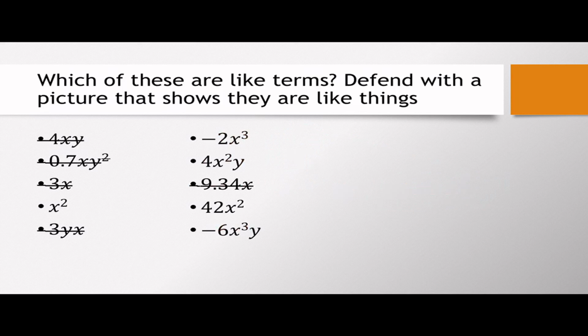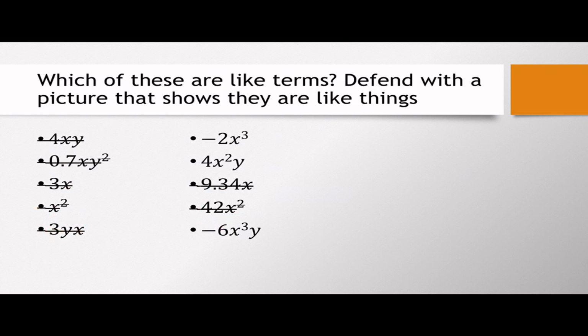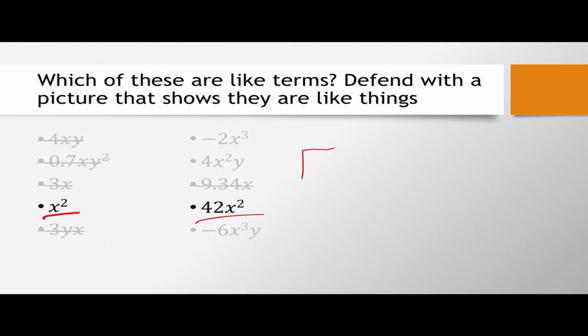Next one is, let's see if there's any x squareds. Any x squareds? Yes, x squared and 42x squared. Okay, are they all like each other? Yes. X squared, if you recall, was a square, side length x. Okay.